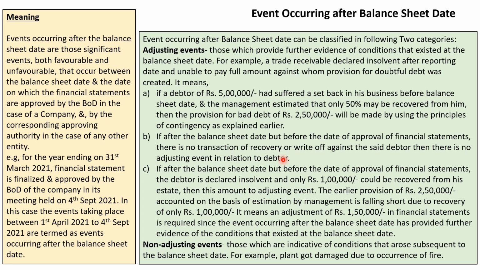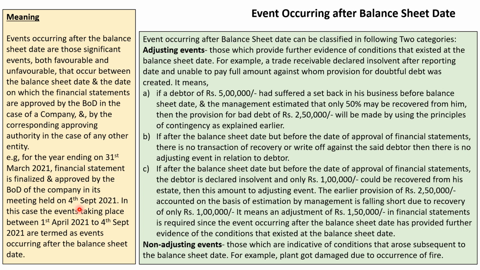Thereafter 31st March is over, and let us say 4th September is the date of approval of financial statements by the board of directors. So from 31st March up to 4th of September, from that debtor we neither recovered anything nor we wrote off anything. The debtor's account is still pending. In that case, there are no events occurring after the balance sheet date in relation to such debtor. Only contingency was recorded, but no events occurring after balance sheet date happened in relation to that particular debtor.